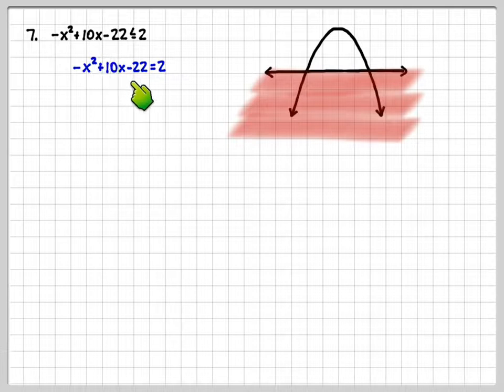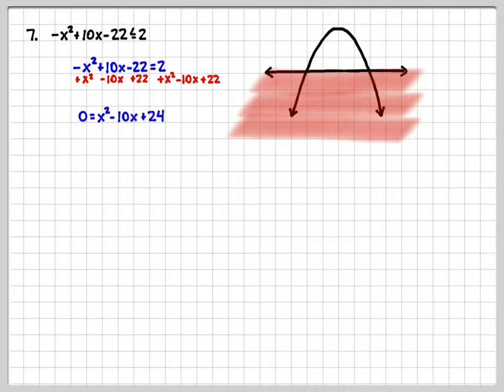So I want to move all of this stuff over to the other side. So since the a value is negative, we're going to move everything over to the other side. So in this case, we're going to add x squared, subtract 10x, and then add 22 to both sides. And so that's going to leave us with 0 on the left-hand side. And on this side, we're going to combine the 2 with the 22. So you'd end up with x squared minus 10x plus 24.